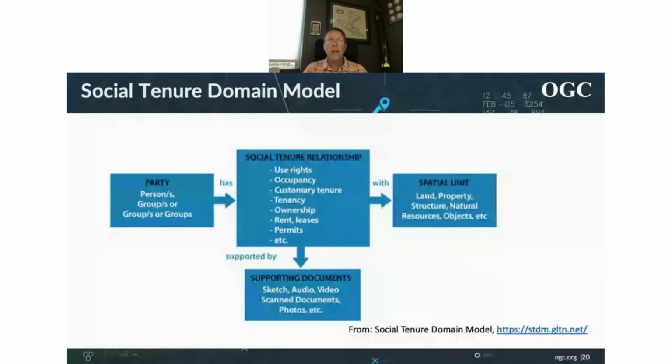Linked to the GLTN is a social tenure domain model. Again, another model to describe land tenure in the way that is most suitable for the conditions available in that location. If you look at the supporting documents at the bottom of this diagram, sketches, audio, video, whatever kind of information you can get that helps describe that information, at least now here's a model to put this information together and give us some aspect of consistency in how we describe land and land administration.